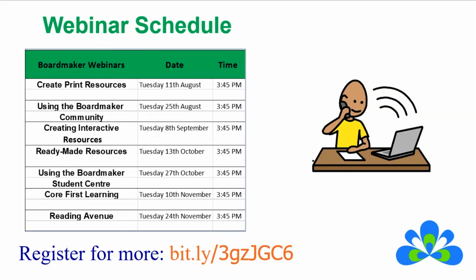Then we've got another one looking at ready-made resources, an in-depth look at that. And then we're looking at how to use the Boardmaker Student Centre, how to invite students and parents to use the Boardmaker Student Centre. And then later in November, after the end of the term holidays, we'll be looking at Core First Learning and Reading Avenue, which are curriculum type activities.